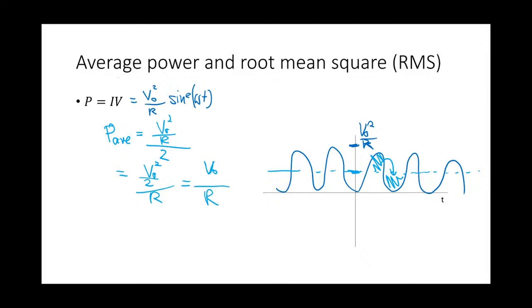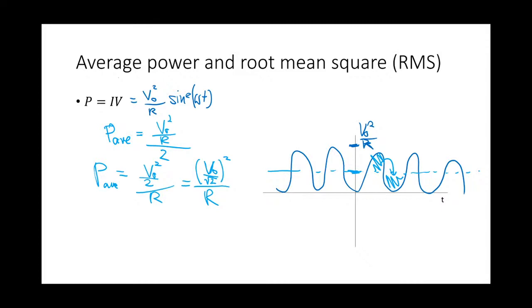But instead of quoting the voltage amplitude, we move it within the square and make this square root of 2, right? Because square root of 2 squared is just 2. If we quote that voltage instead, then we can work with the average power pretty easily. And in fact, we do that.